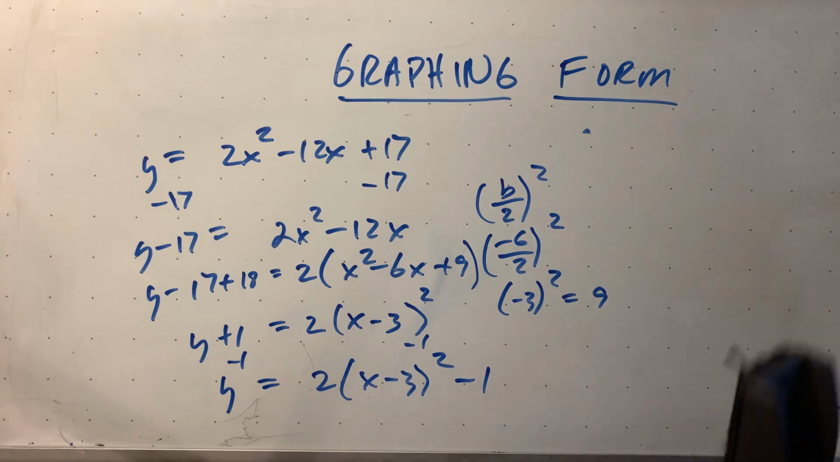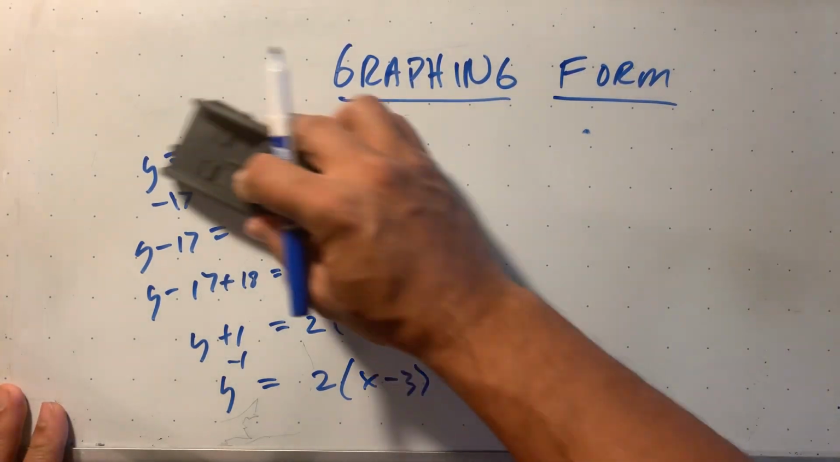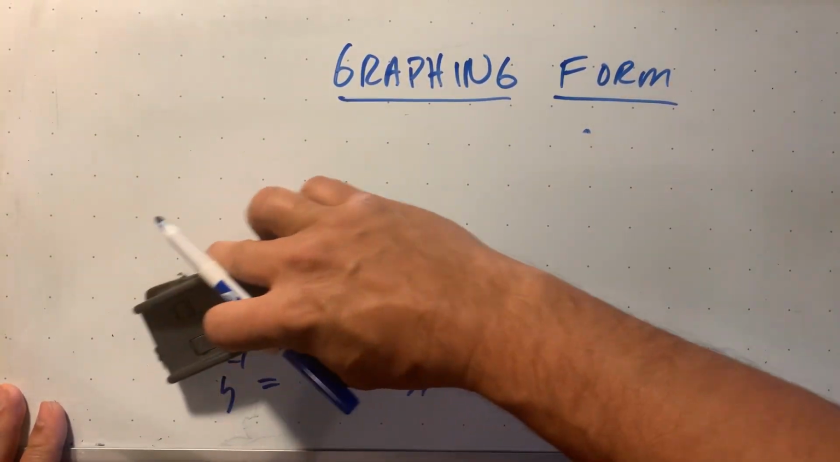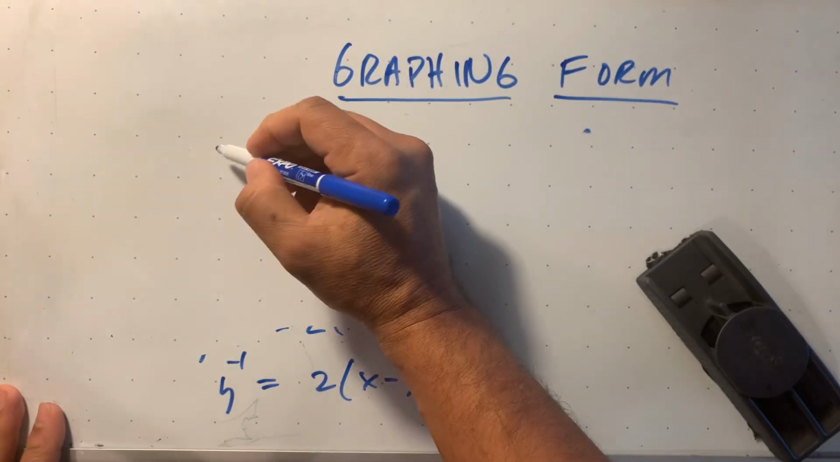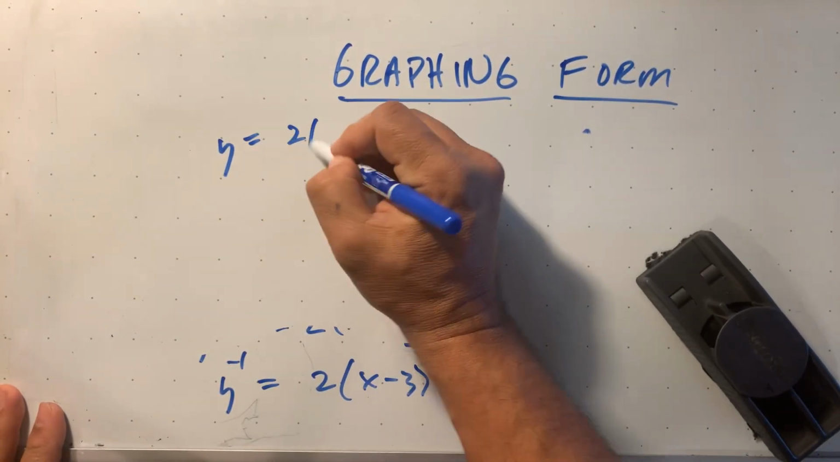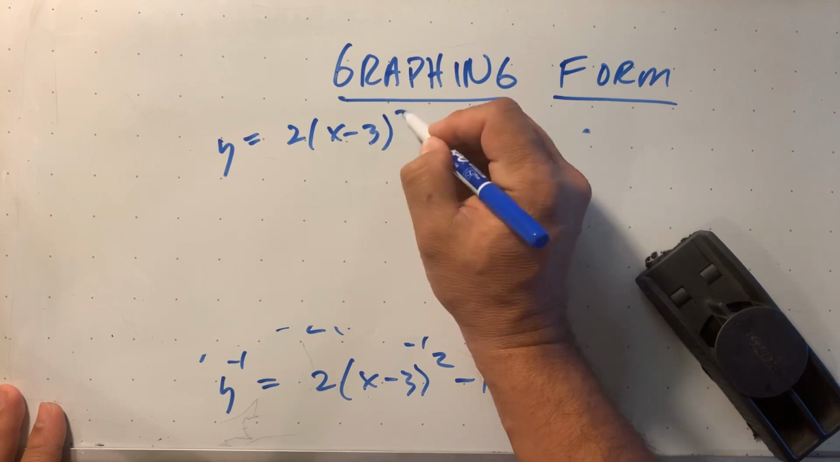So that's in graphing format. That's going to let me go ahead and graph this a little easier. So y is equal to 2 times (x minus 3) squared minus 1.